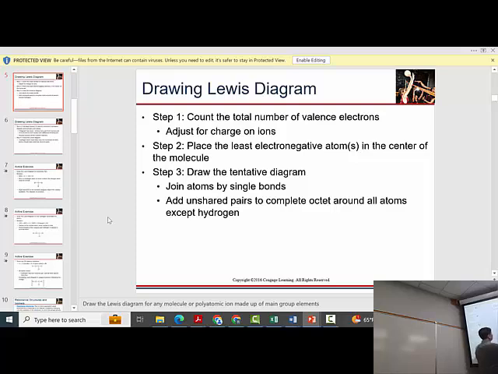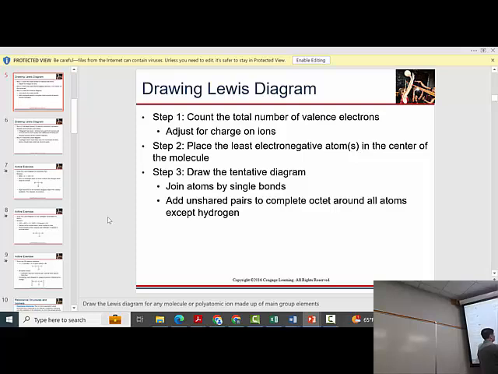Step 1, count the total number of valence electrons. And so what we do is we look at all the atoms we have, and then we figure out how many total valence electrons. And then we adjust for the charge on ions. So for example, if it's negatively charged, it means it has extra. If it's positively charged, that means it's missing. And so we have to adjust it. Step 2, place the least electronegative atom in the center. This is just a rule. In general, that's usually what happens. The more electronegative elements go on the outside, the least go in the middle.